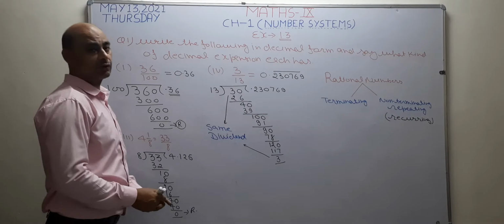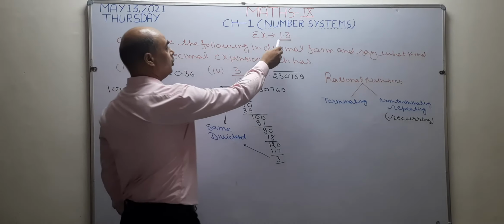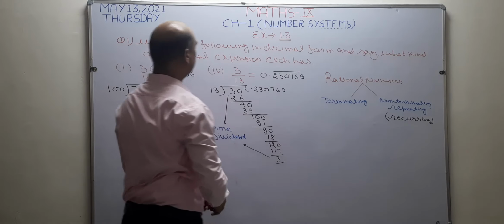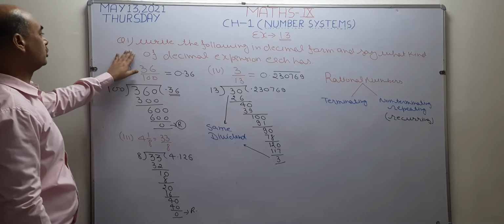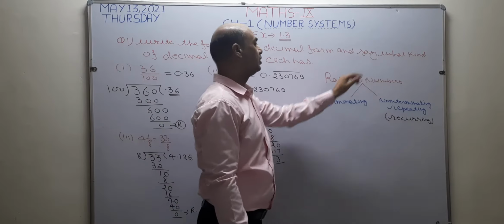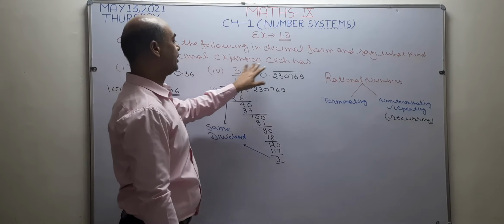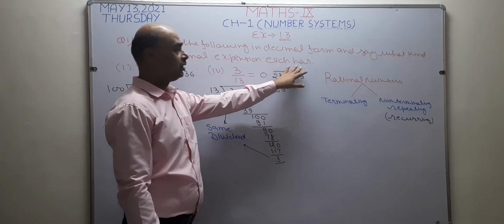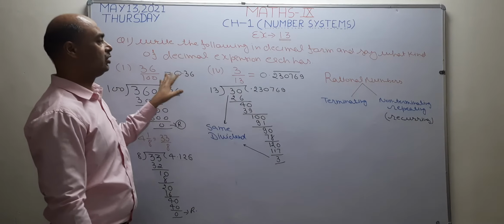Hello students, today we are going to start exercise 1.3 of chapter 1, Number System. Now see what is given in the first question. Write the following in decimal form and say what kind of decimal expansion is here. Some rational numbers are given in this question.